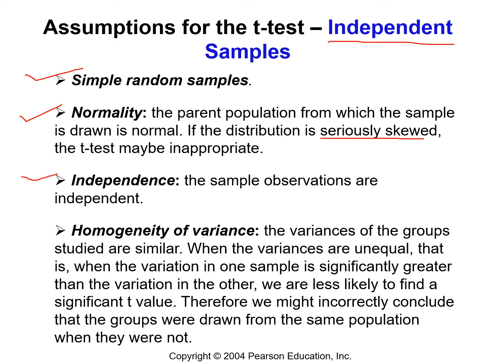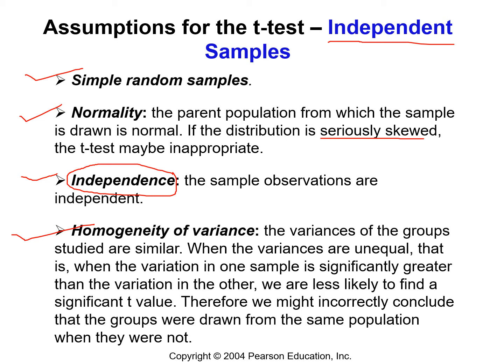Number 3, independence: the sample observations are independent. Here, independence means that the observations inside each sample should be independent of each other. Number 4, homogeneity of variance. This is important also. It means that the variances of the two groups studied are similar, because when the variation in one group is much greater than the variation in the other group, the results will be invalid also.